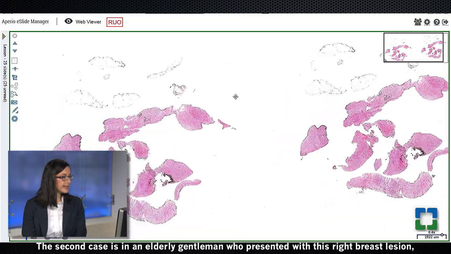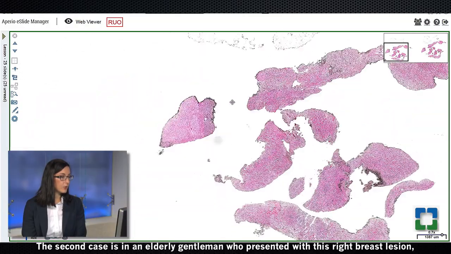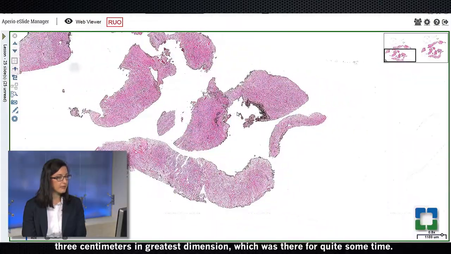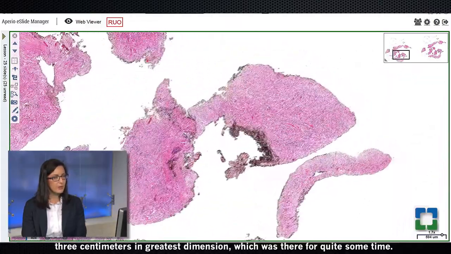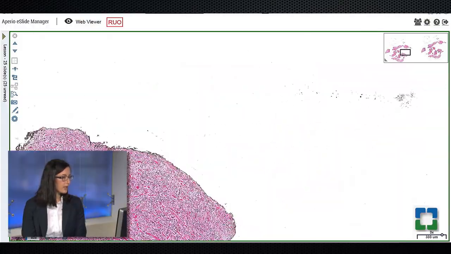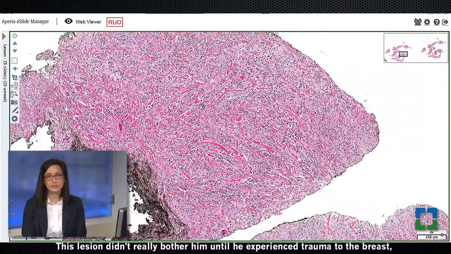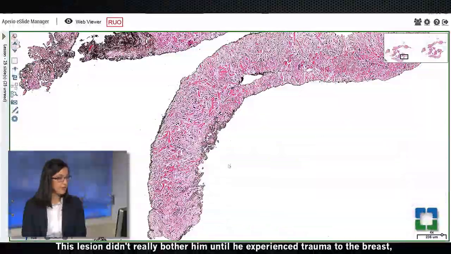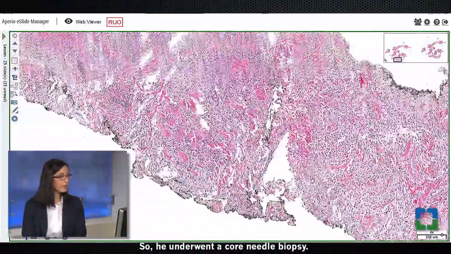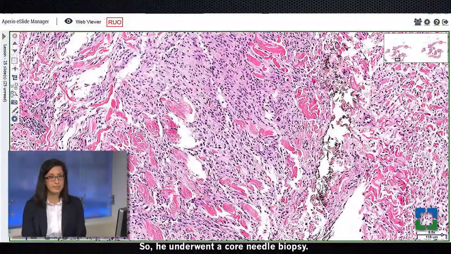The second case is in an elderly gentleman who presented with this right breast lesion, 3 centimeters in greatest dimension, which was there for quite some time. This lesion didn't really bother him until he experienced trauma to the breast. The lesion enlarged and became somewhat tender, so he underwent a core needle biopsy.